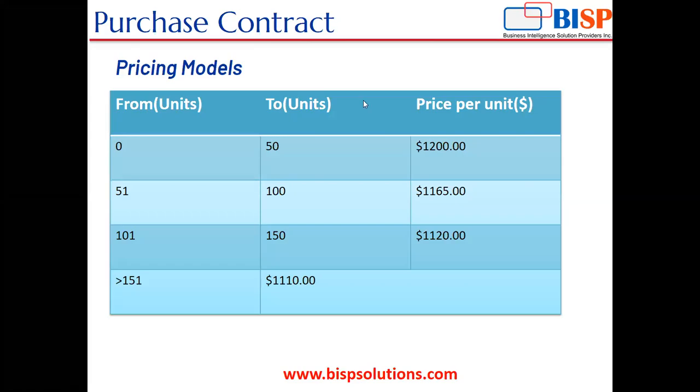And when I purchase any number of units more than 151, the price per unit is then a slab rate of $1,110 for each unit. So this is the tiered pricing model that has been provided in the purchase contract. Let's move back to our NetSuite application.